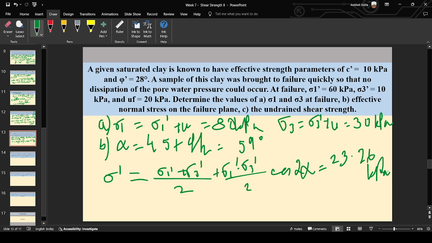Now the value of undrained shear strength. Whenever we ask to find the undrained shear strength for a sample of clay, and it is not said that this sample of clay has been naturally consolidated, then for the undrained shear strength parameters we consider that phi u, or phi undrained, equals 0. So the tau value equals Cu, the undrained cohesion.